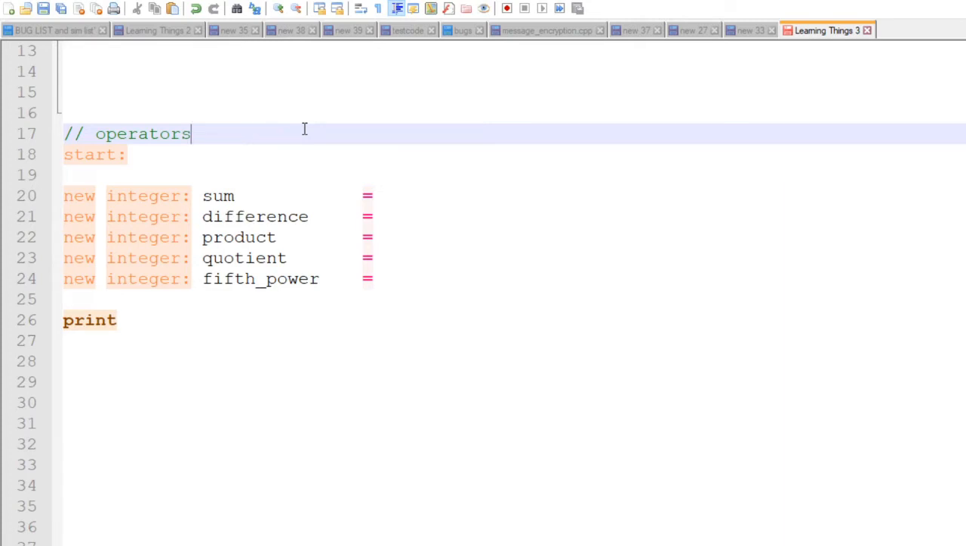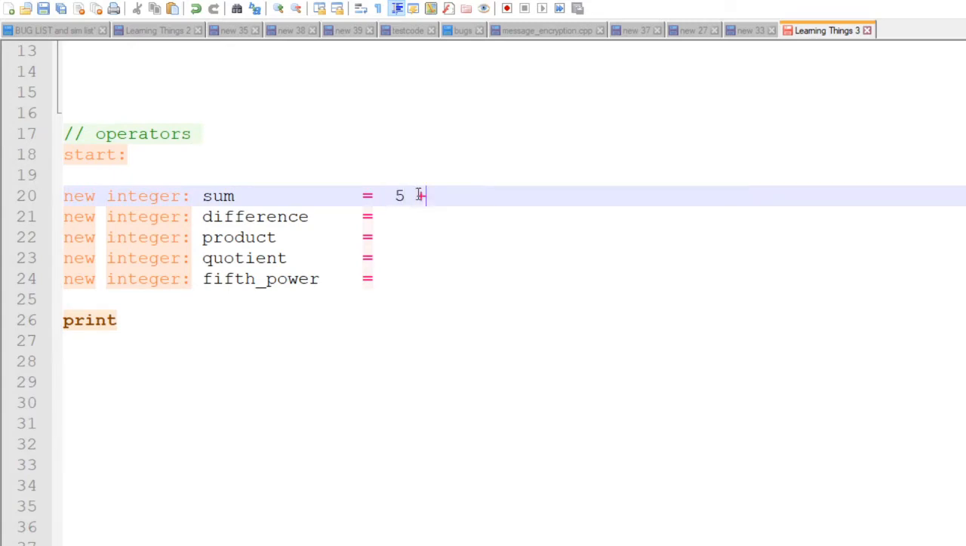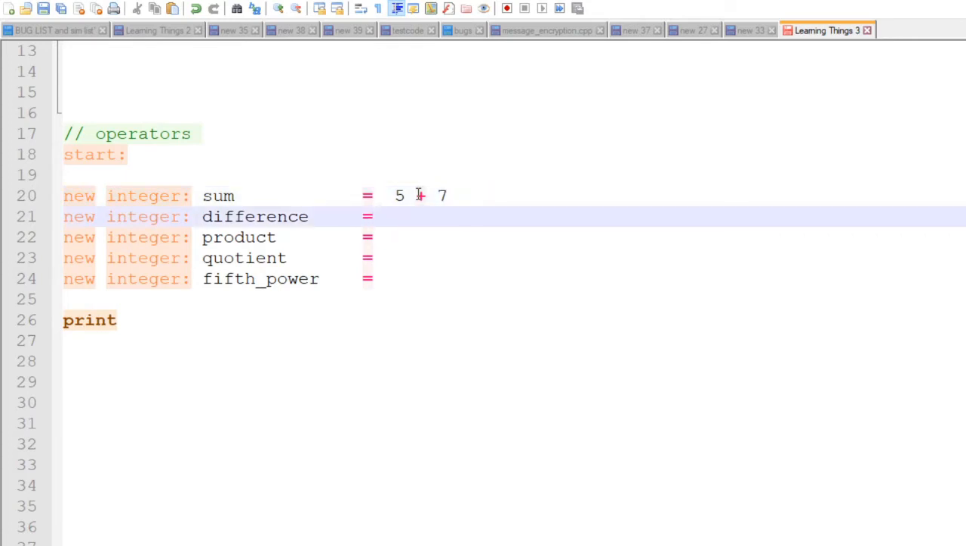Now, how would I write this stuff? Well, for instance, if I want the sum of something, I can write 5 plus 7. The computer would do the math problem for me. I don't actually have to know what 5 plus 7 is. It's nice. What about difference? I can do 20 minus 13, or whatever I want to subtract.